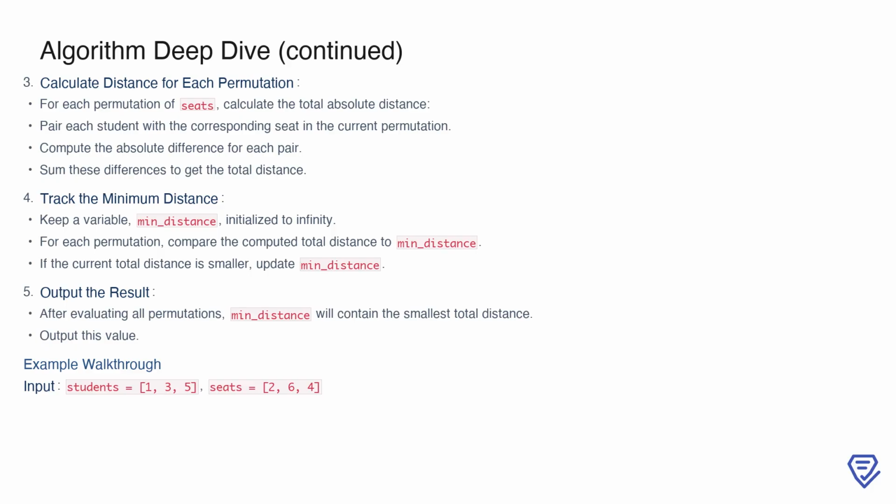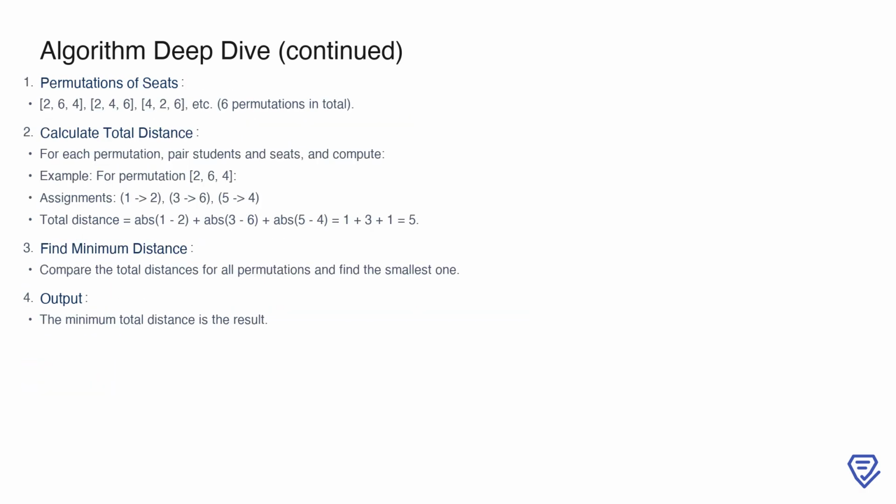For example, if the input lists are students equals 1, 3, 5, and seats equals 2, 6, 4, we would compute the total distance for each possible assignment of students to seats. To illustrate, let's say the permutations of seats are 2, 6, 4; 2, 4, 6; 4, 2, 6, and so on, resulting in 6 permutations in total. For each permutation, we calculate the total distance by pairing students with seats.